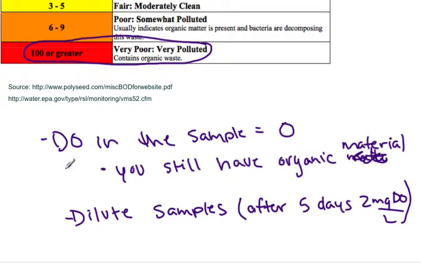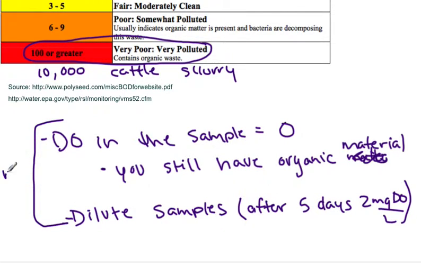So if you do just some, you're not going to get these big numbers like the 10,000 we got for our cattle slurry, which I think is so gross. And you're going to have an underestimated value for the amount of dissolved oxygen and the amount of biochemical oxygen demand there is. And that's how you do it, what it is, and then here is if you have a high level of pollution.